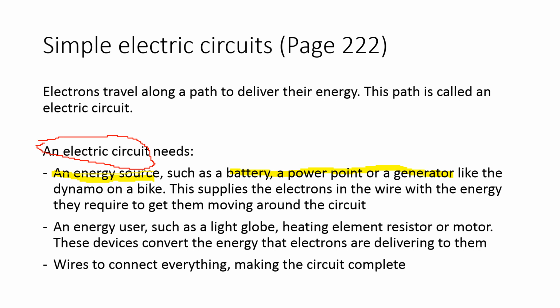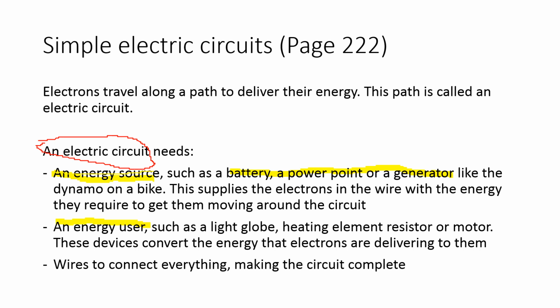Alright, so think about this. The second is an energy user such as a light bulb, heating element, resistor, or motor. These devices convert the energy that electrons are delivering to them. I'm looking at the second sentence here. You do need a light bulb in this sense because you want the energy to be transformed into another form of energy.